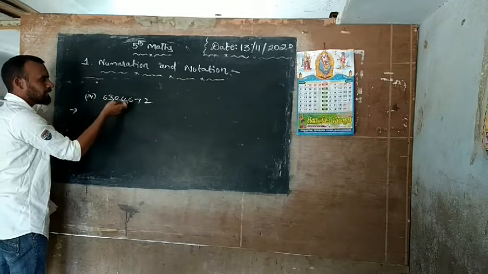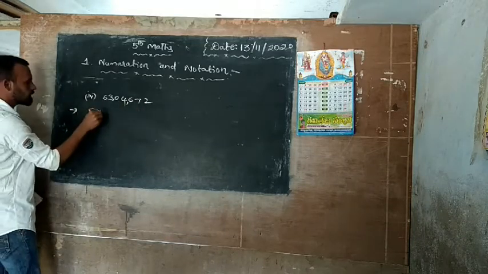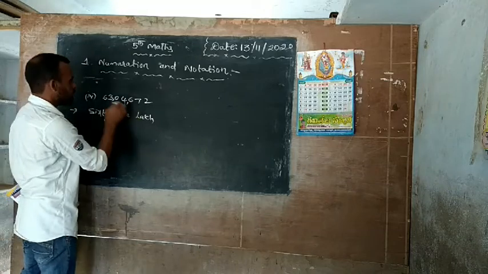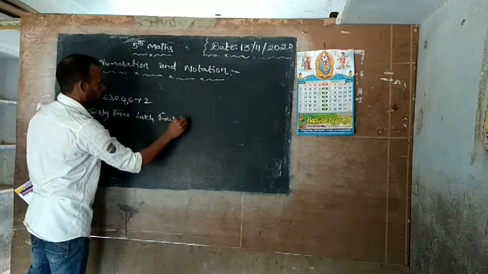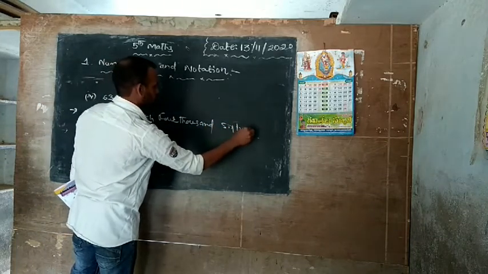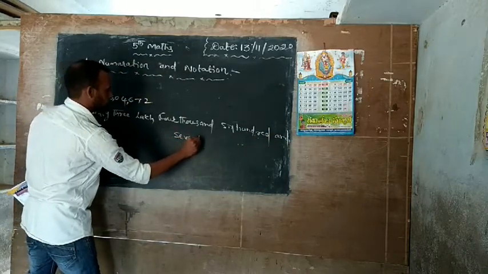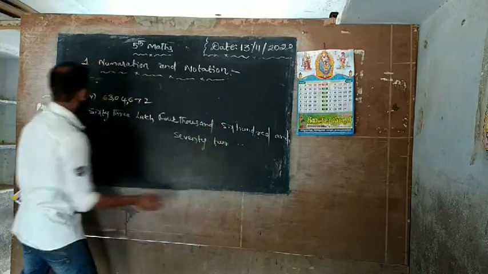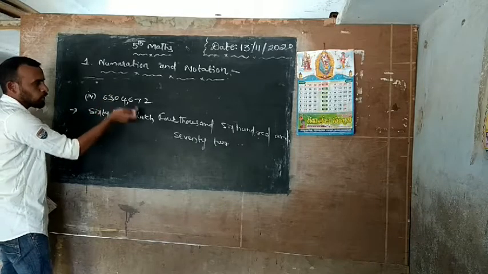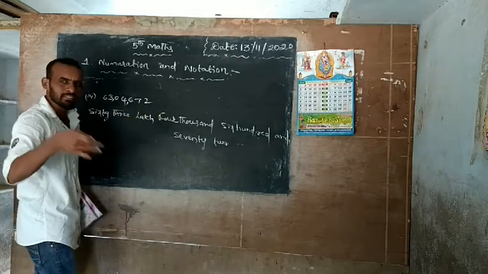63 lakhs, 4,672. See here, 63 lakh, 4,600 and 72. See, 63 lakhs place. Here in the 10,000 place we have 0. That's why we take 4,000. So 4,000, what? 672. So this is the Indian place value system.